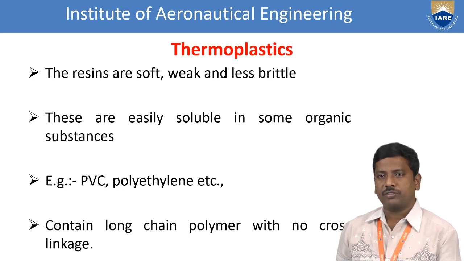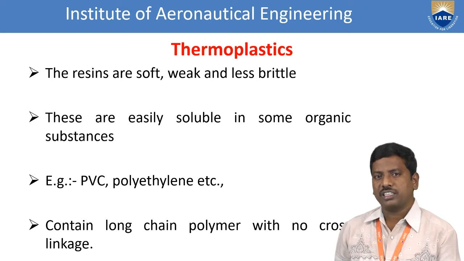They contain long chain polymers with no cross linkage. That means we observe only linear chains and branched chains present in the thermoplastics, but there is no cross linkage. So with the absence of the cross linkage in thermoplastics, the strength of the polymers is very less. Based on the type of the chain involved in the polymerization, we can explain the stability of the polymers. If it involves the linear chain or branched chain, the stability should be either low or medium. But the polymers involving cross-linked chains are highly stable in nature.